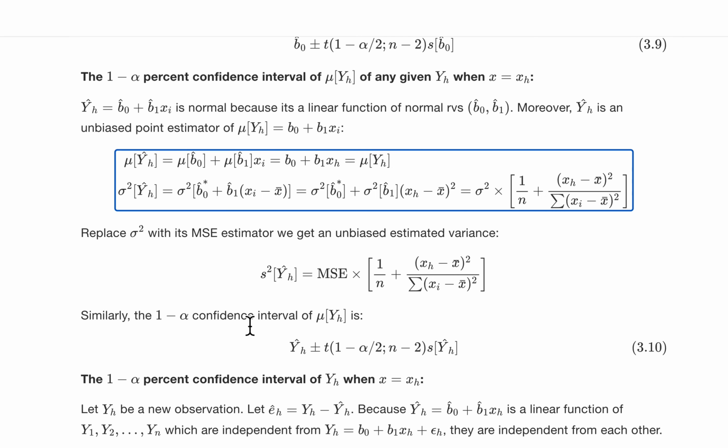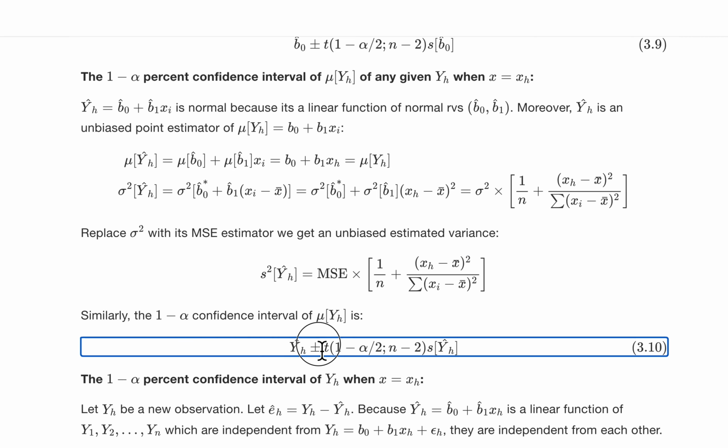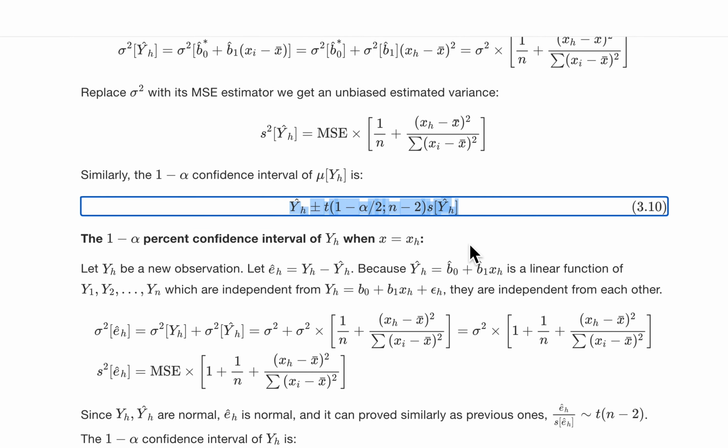Now, same as the previous ones, it also comes down to a t distribution with n-2 degrees of freedom, because of the mean square error here. So we can find a confidence interval for the mean value of YH as this one. So this is the 1 minus alpha confidence interval.